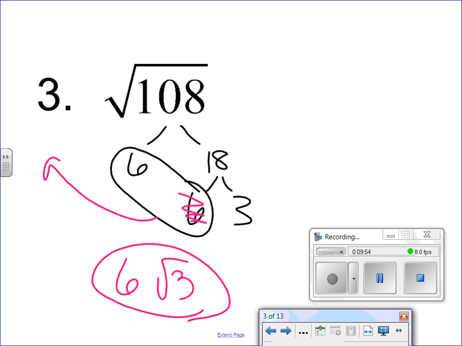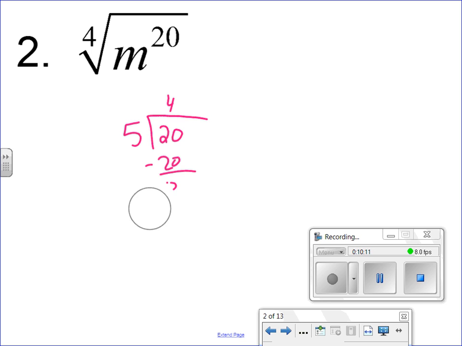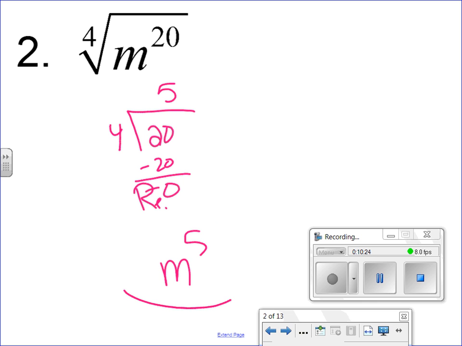Number 2. Longhand division. 20 divided by 5, 4, remainder 0. And that just means 4. No, sorry, 5. Wait. Let me try that again. Of course I'm on record and I messed it up. 20 divided by 4 is 5 with a remainder of 0. So that means we get 5 M's out and nobody stays in. There's no numbers to deal with, okay?